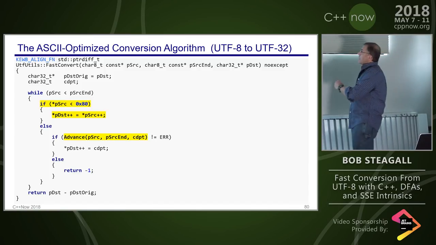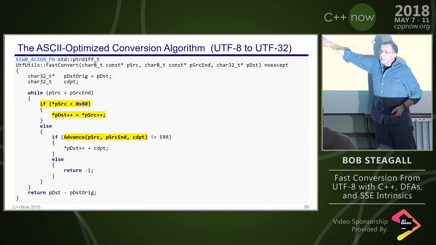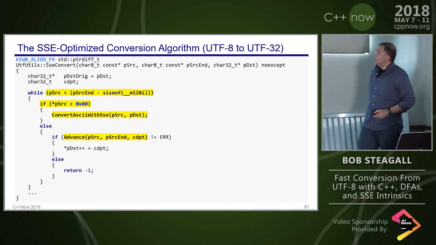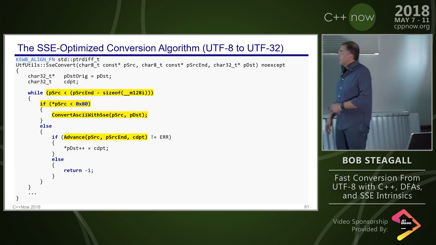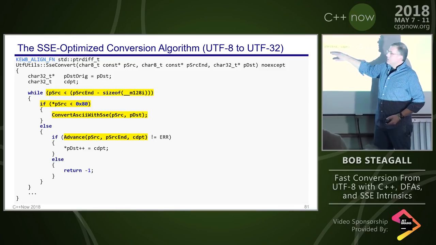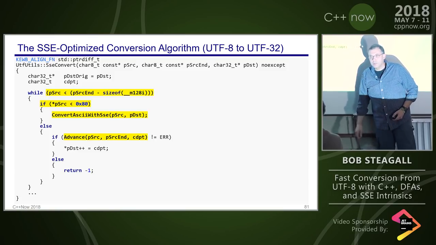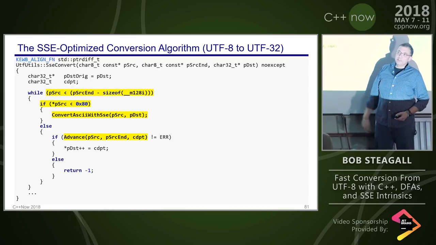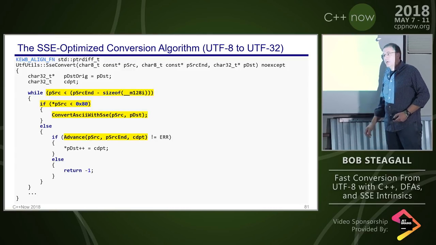Okay, let's look at our ASCII optimized algorithm again. Wouldn't it be nice if instead of looking at one ASCII character at a time, if we found an ASCII character, we could do many ASCII characters at a time. So that's this function, convert ASCII with SSE. I'm going to take a pointer to my source and destination. And again, if my byte is not ASCII, I'm going to go into advance. And this is a little different up here too. I'm using these SSE registers, which are 16 bytes long, and I don't want to process the last 16 bytes with this. I don't know whether or not I'm actually going to have 16 bytes to consume.